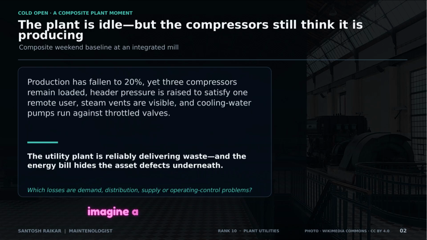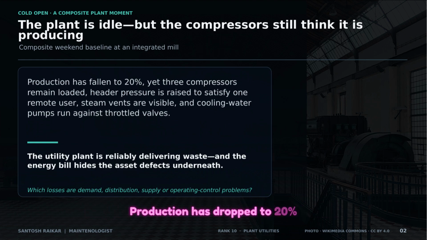To start, imagine a typical weekend at an integrated mill. Production has dropped to 20%, yet the compressors are still screaming. The utility plant is reliably delivering waste, venting steam and running pumps against closed valves, while the energy bill hides the defects. We need to ask, are these losses a problem of supply, distribution, or simply poor operating control?